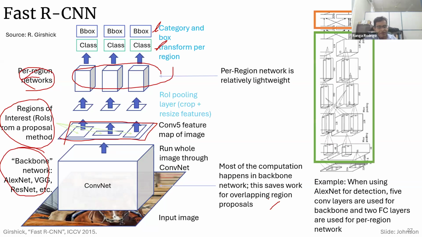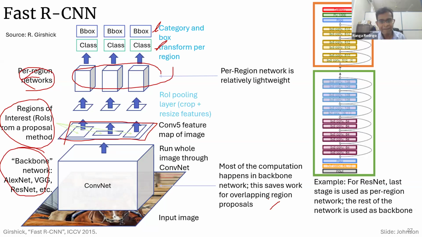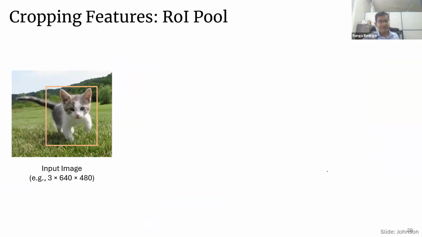For example, when we use AlexNet for detection, 5 layers are used for the backbone and 2 fully connected layers are used per region. Next slide. Or ResNet also we can use. If you are using ResNet, you can use it up to some extent in the backbone.